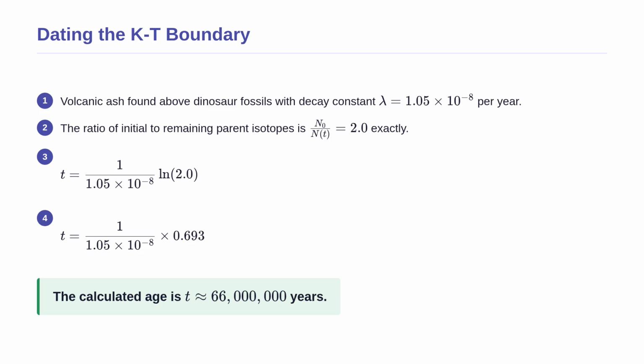Before we move on, let us see this formula in action with a concrete example. Suppose paleontologists find volcanic ash right above dinosaur fossils, marking the famous KT extinction boundary. We are given a decay constant of 1.05 times 10 to the negative 8 per year, and mass spectrometry shows the isotope ratio is exactly 2.0. We plug these values into our age equation. The natural log of 2 is approximately 0.693, which represents the half-life relationship. Dividing this by the decay constant gives us approximately 66 million years. This exact numerical value anchors the extinction of the non-avian dinosaurs.